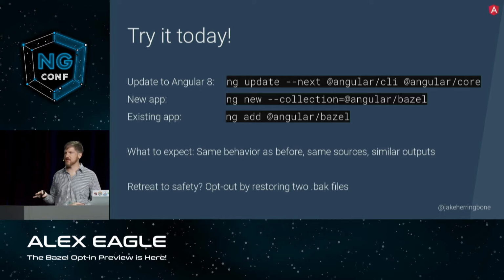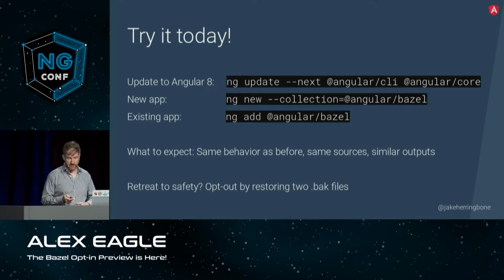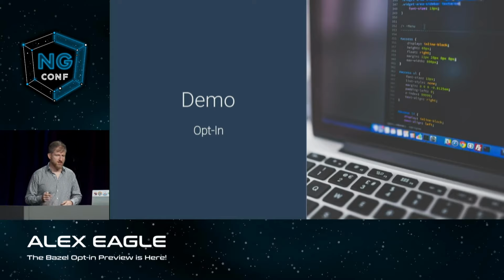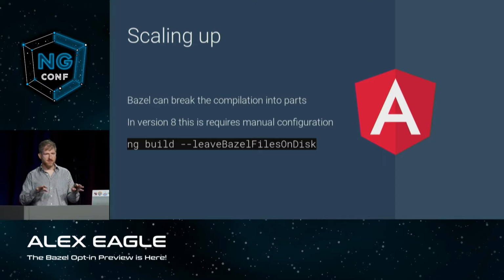If you need to go back to safety, if something doesn't look right and you just want to get back to development, we make two backup files. You can restore them and go back to the previous builder. I have a demo for opting in, but in the interest of time, I'm going to skip this one. If you want to look at my slides, there's a video here. What I show at the end of that video is that we ran a build before, and then we added Bazel, and the build still works.